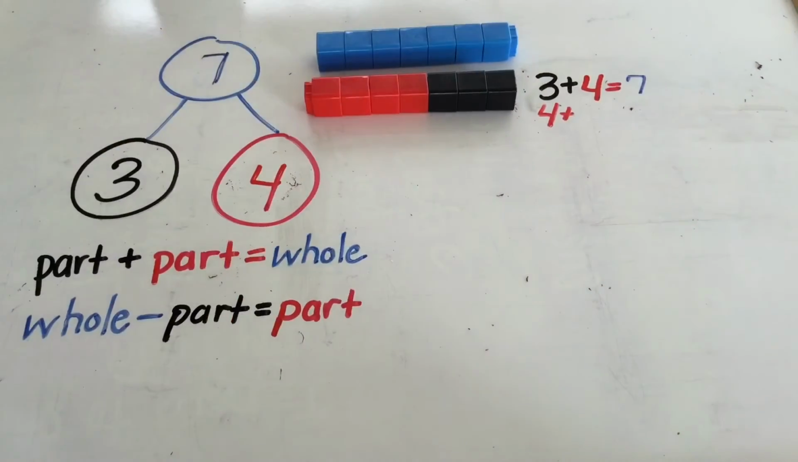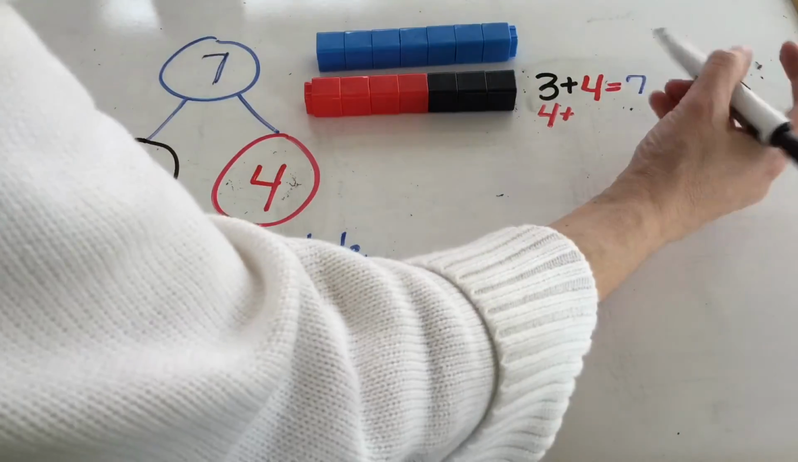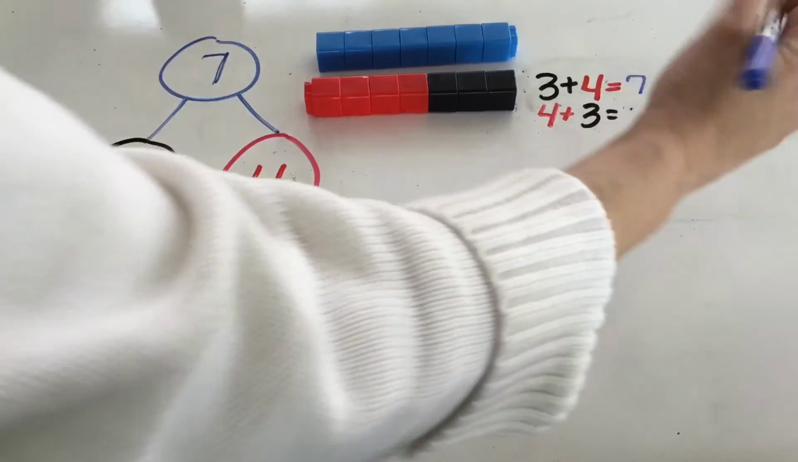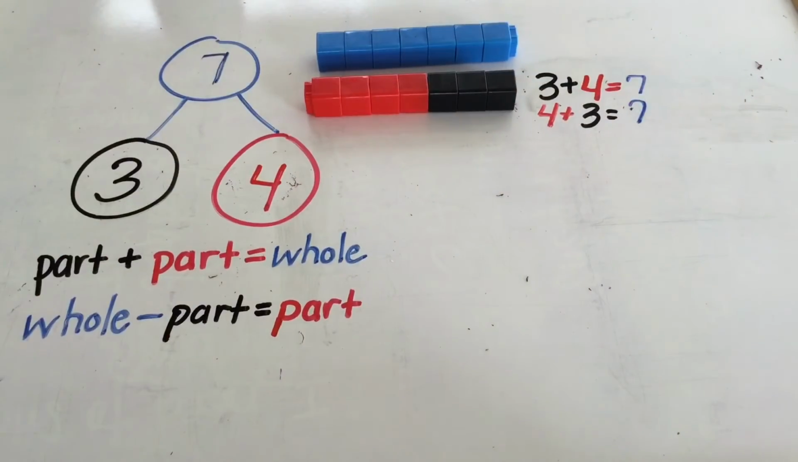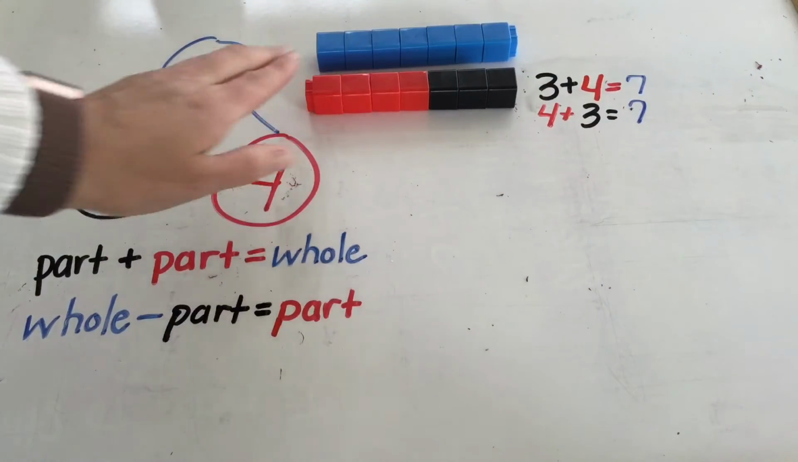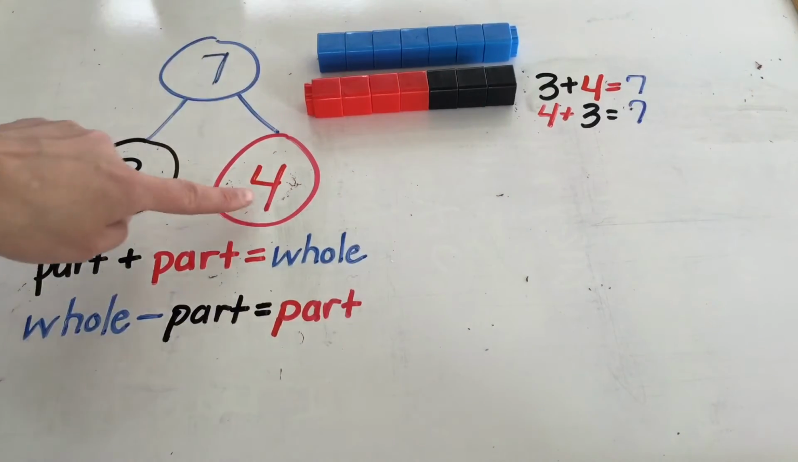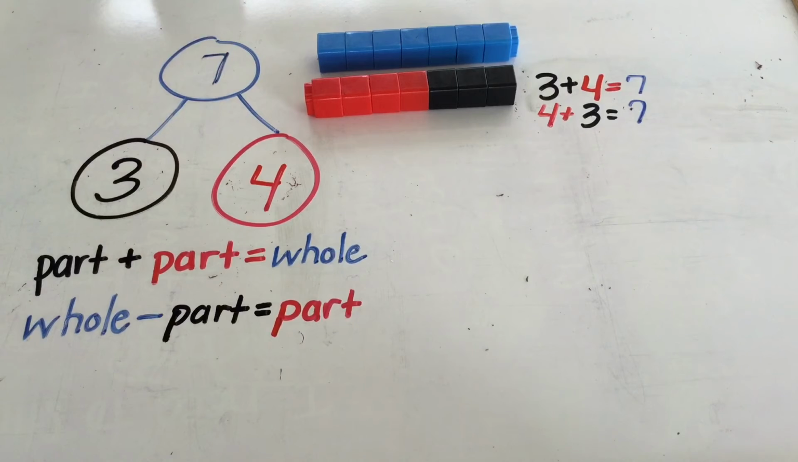Now switching my addends, I can start with the red part. 4 plus 3 equals 7. Remember, in addition, you can switch the addends for the whole. 3 plus 4 equals 7. 4 plus 3 equals 7. Part plus part equals whole.